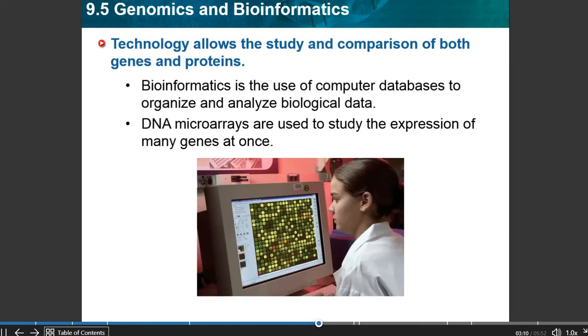Another thing is proteomics, and that is the study and comparison of proteins. So basically figuring out how the proteins fold and bend and how they're put together is the next big step, figuring out how that process works.